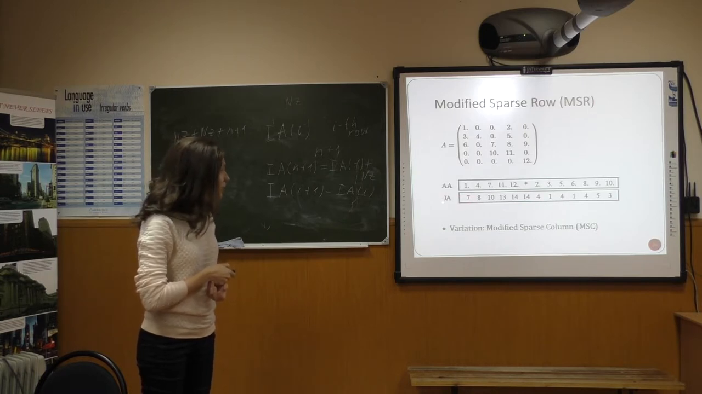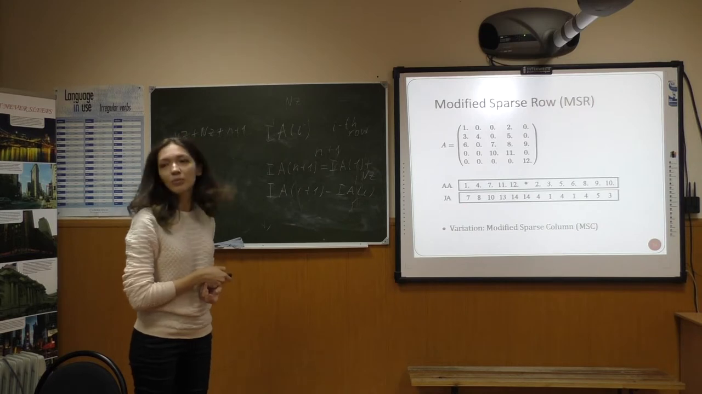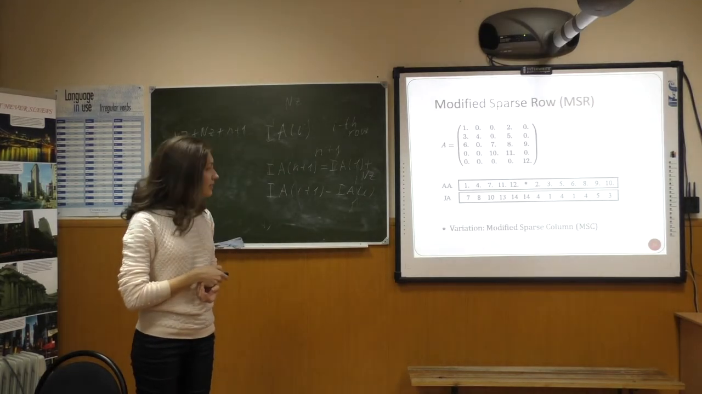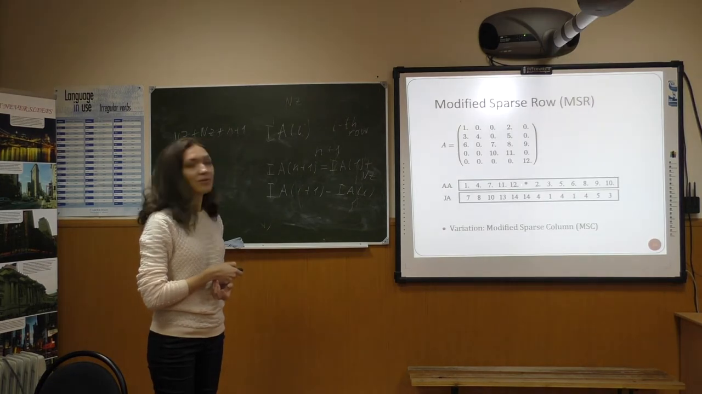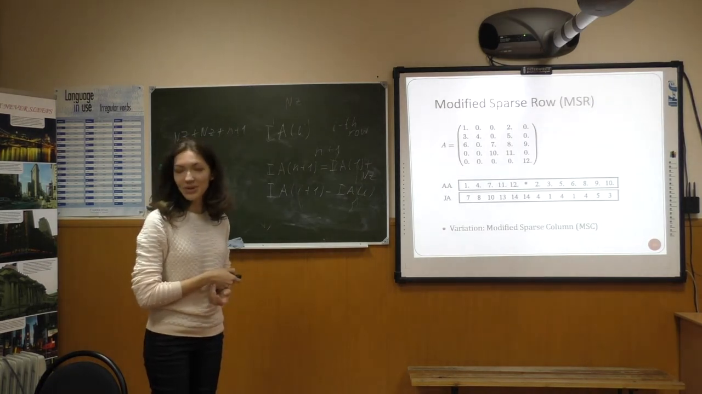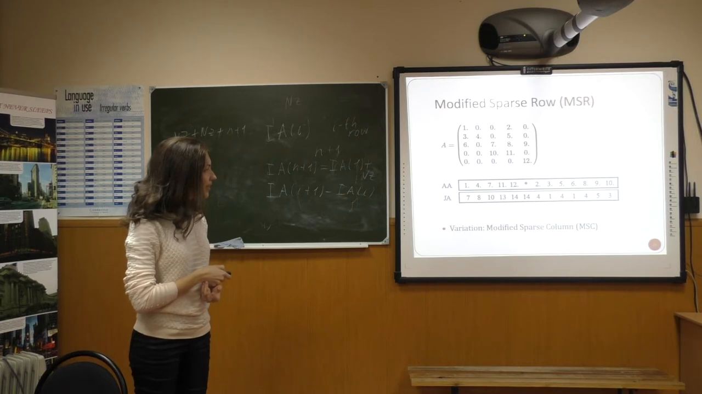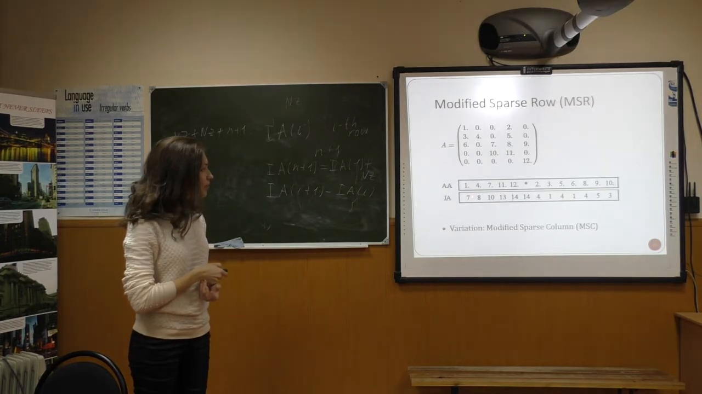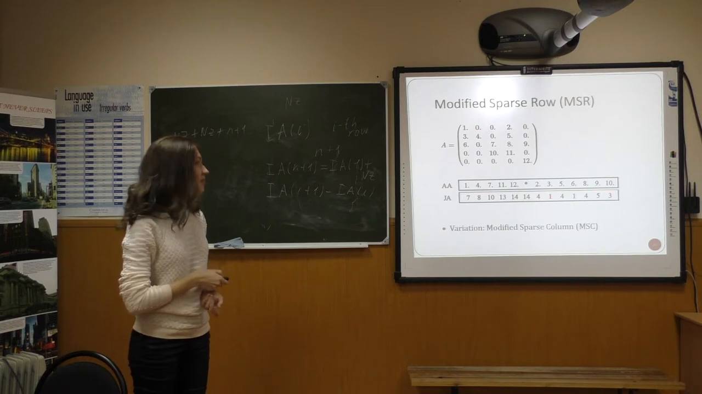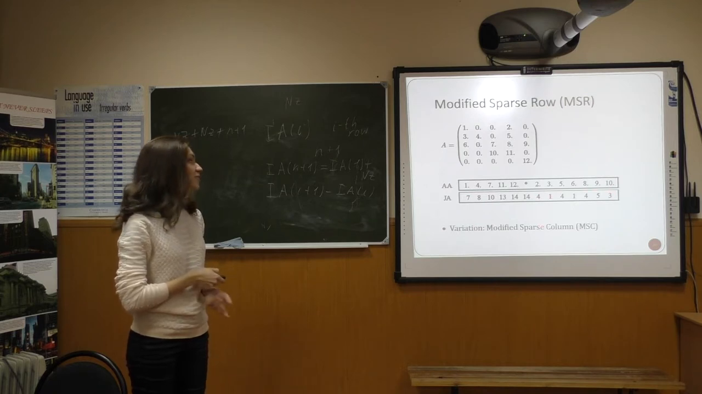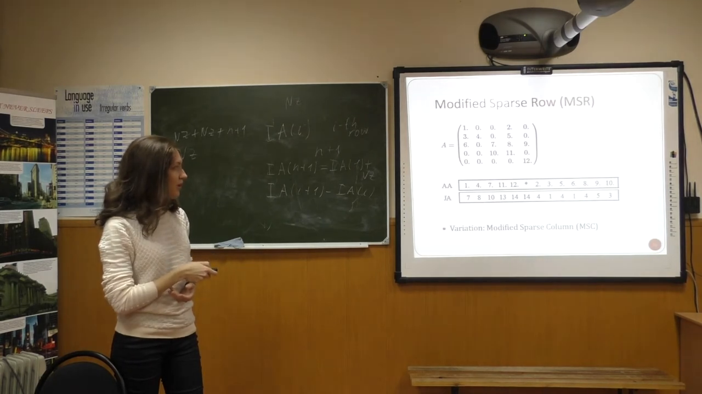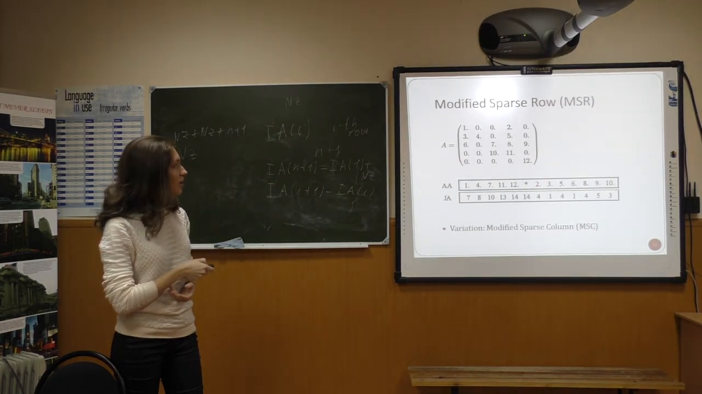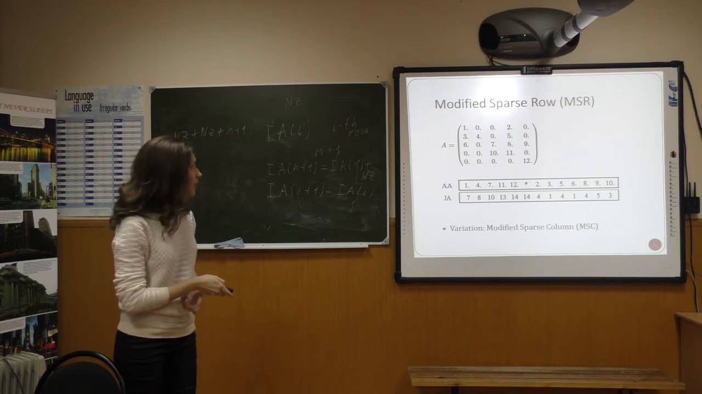This will be the combination of column indices and pointers. First we will have here the pointers and then the column indices. The modification will be modified sparse column. If we store in this part of the array, we'll store the elements by columns.